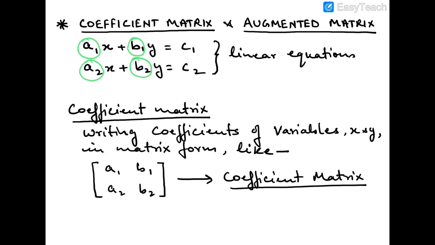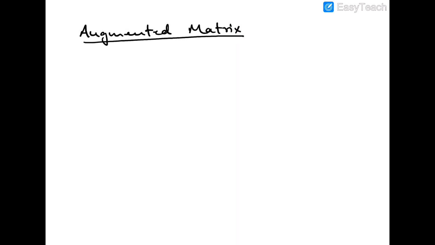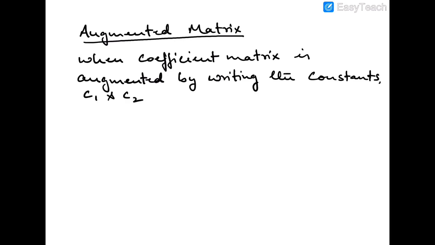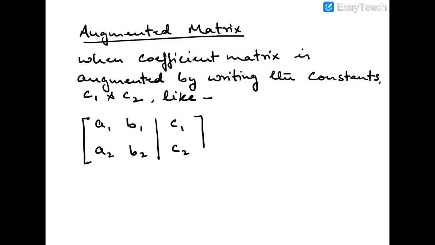Augmented matrix, where coefficient matrix is augmented by writing the constants c1 and c2, where coefficient matrix and the constants are separated by a vertical line, like a1 b1, a2 b2, and then a vertical line, and then constants c1 and c2, and this is the form of augmented matrix.